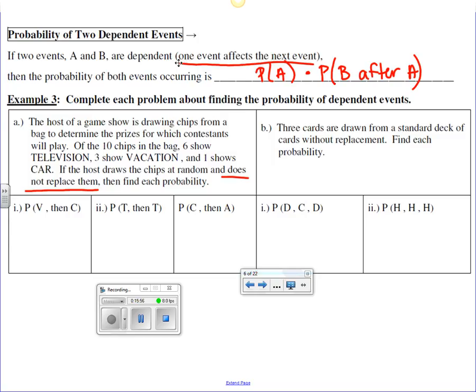Okay? All right, so what's the probability of drawing a vacation chip? How many vacation chips are there? 3. How many total chips are there? 10. Okay. Now, we're multiplying, but this is where you need to pay attention, right here. Then, to get a C, how many chips show car? 1. But he didn't replace the first chip. So, we started off, there were 10 chips in the bag, but now there's only 9 chips. Okay? And that's it. All right. So, what is this one? Good. Okay. All right. Jacob, what is the probability of pulling a television chip?